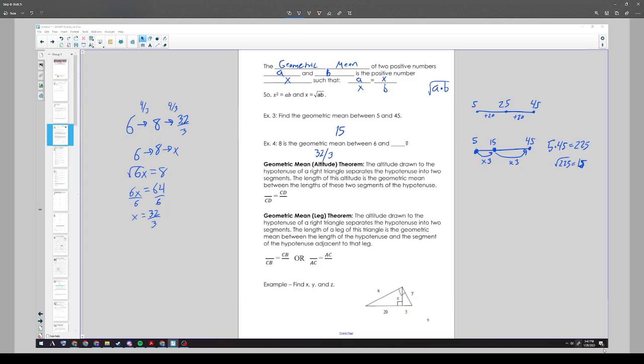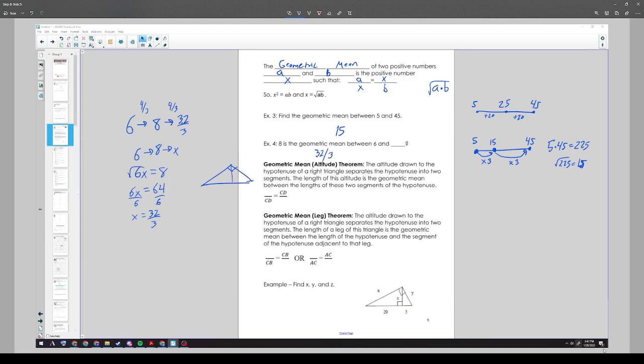All right, so geometric mean or altitude theorem. So this is going to give us relationships within our three similar right triangles based on geometric means. So it says the altitude drawn to the hypotenuse of a right triangle that separates it into two segments. That's the altitude we were talking about on the previous slide. So haven't really gained any knowledge there. So we're just talking about a right triangle.